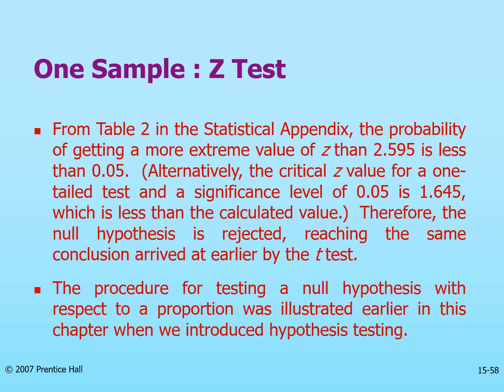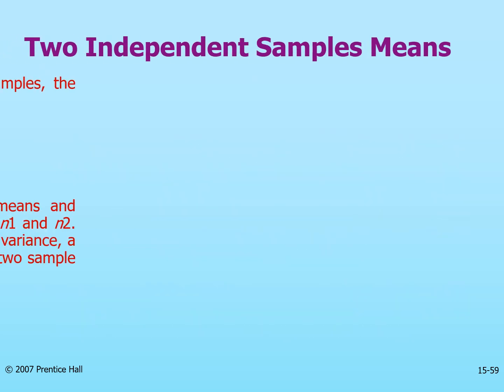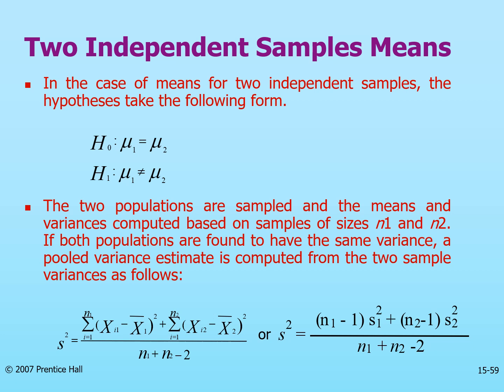The procedure for testing a null hypothesis with respect to a proportion was introduced earlier, when we introduced hypothesis testing. Now, two independent sample means: two independent samples we have taken, male and female, or people staying in Mumbai and people staying in Pune, like that. The hypothesis testing takes the following steps.